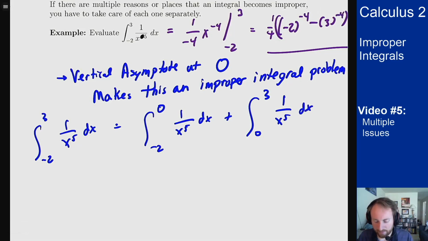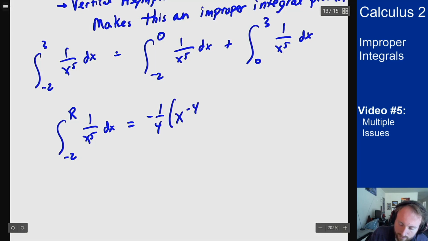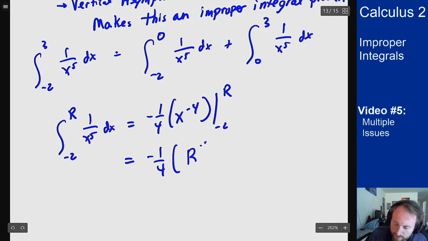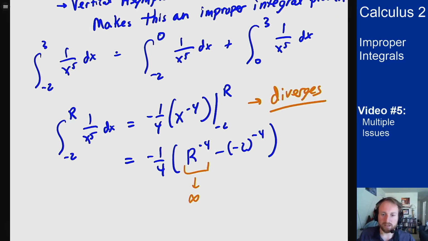Now I'll work these two out separately. So I'll start with the first one, integral from minus 2 to r of 1 over x to the 5th dx. Now we have the antiderivative, negative 1 over 4, x to the minus 4, from minus 2 to r, which gives negative 1/4, r to the minus 4 minus minus 2 to the minus 4. And now what's going to happen as r goes to 0? Well, as r goes to 0, this blows up, which means this half of the integral diverges. And if either part of this integral diverges, the whole thing diverges. So I could stop here and say this integral diverges.